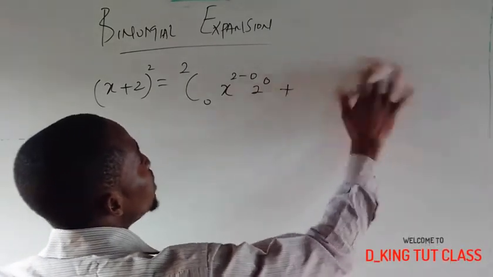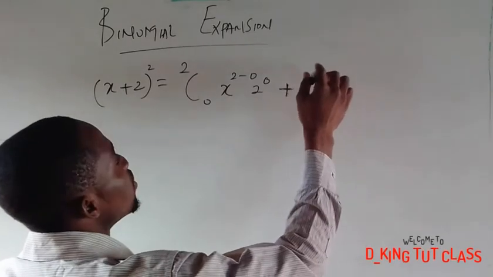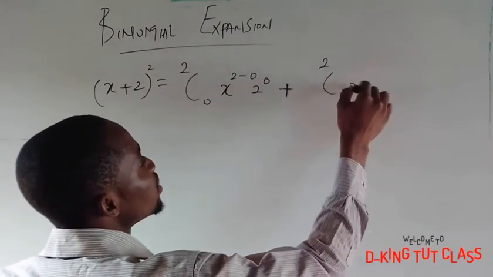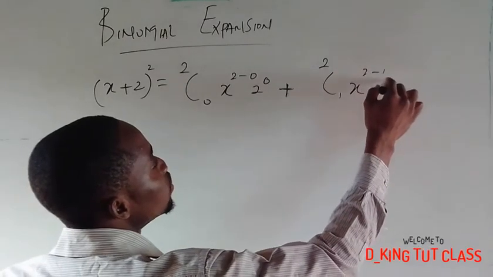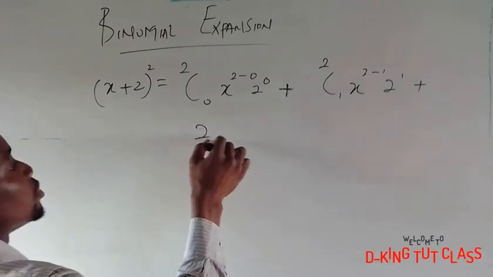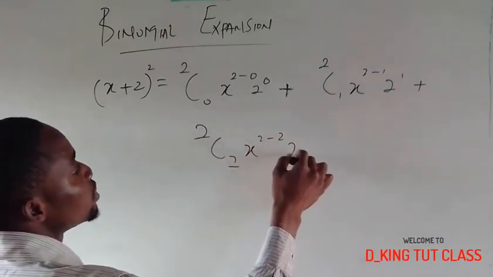For the next one, we apply the same formula and add each of them together. We have 2 combination 1, the second value of r, x raised to power 2 minus 1, 2 raised to power 1. Then plus 2 combination 2, x raised to power 2 minus 2, 2 raised to power 2.